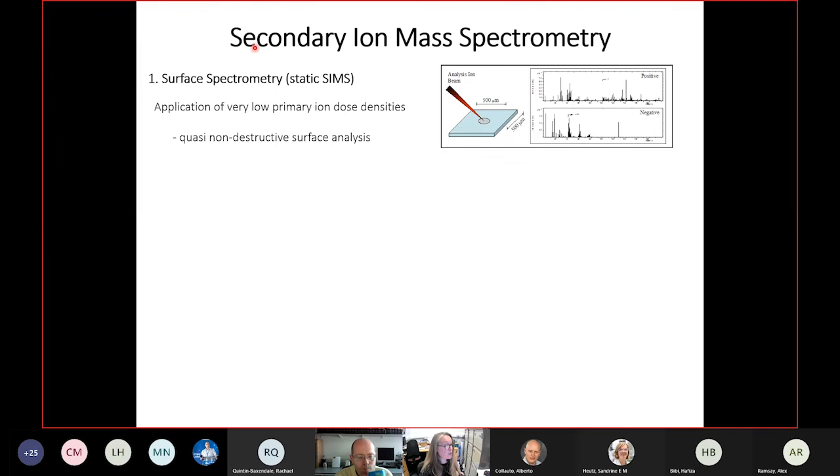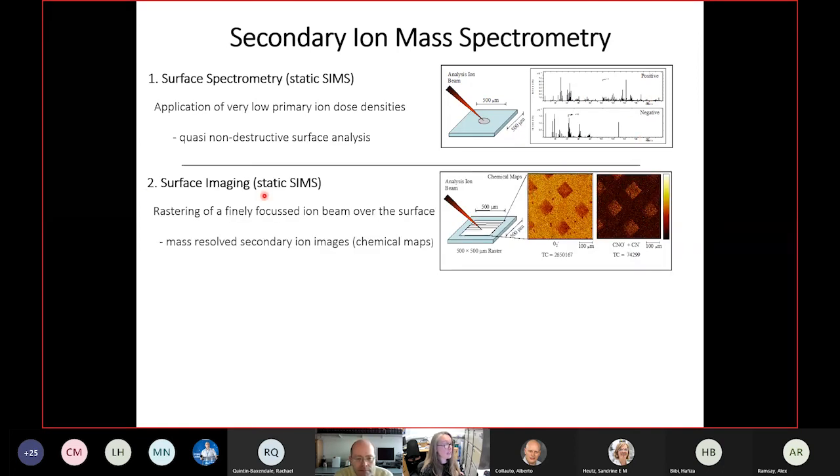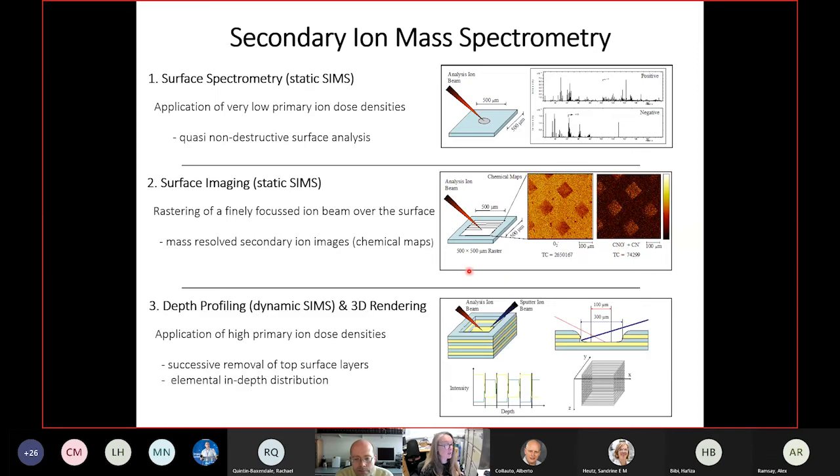So we can have surface spectrometry, where we do static SIMS, so it's non-destructive over the surface sample, and we collect a mass spectra. So do surface imaging. Again, we can remain in this static non-destructive regime, and we're rastering a finely focused ion beam over the surface, and because we can analyze the material in its solid state, we can get mass resolved secondary ion images. So here's just an example of oxygen and CNO and CN in different places to one another.